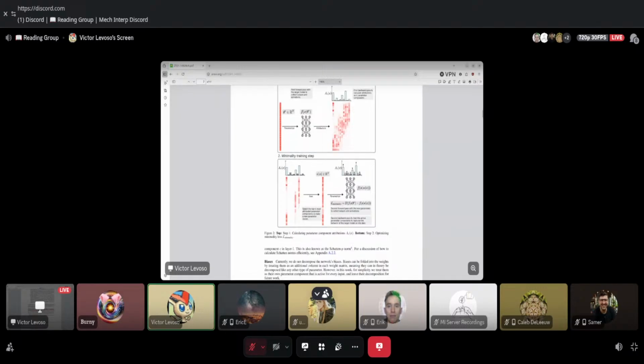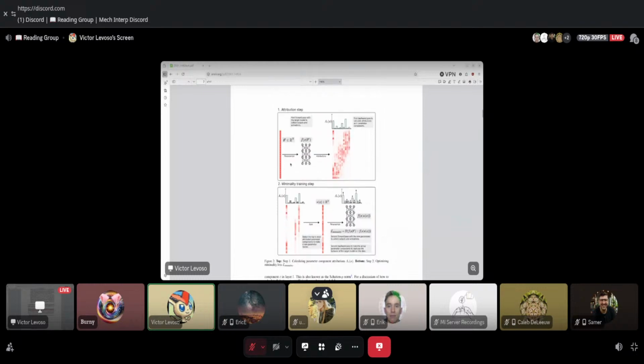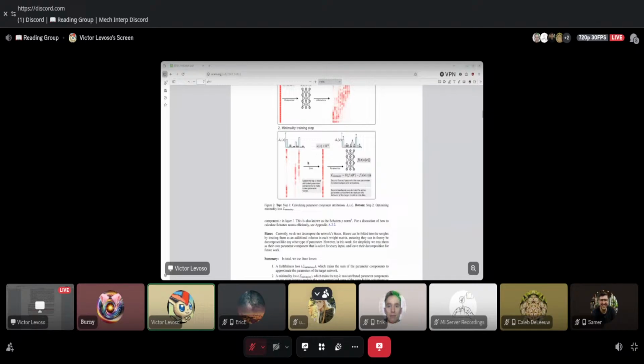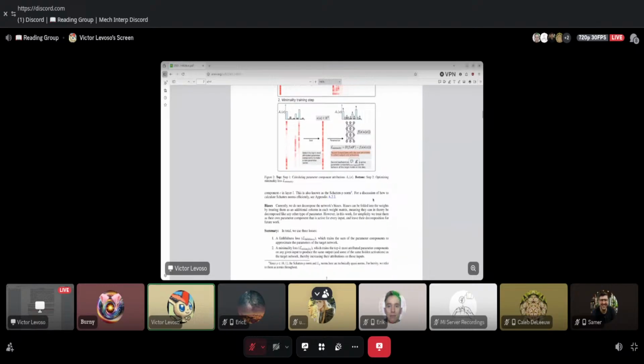So in this method, they are doing a lot of computation. They have to do a forward pass and then a backward pass for the attribution, and then take the top k most attributed parameters, and do a second forward pass and a second backward pass. So you are doing two backward passes per step. This is worse than training a network.